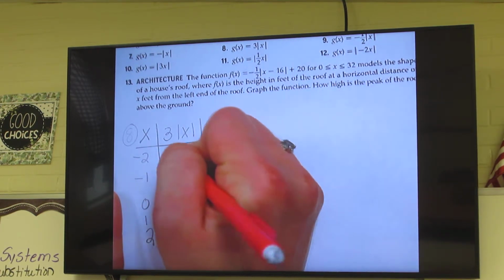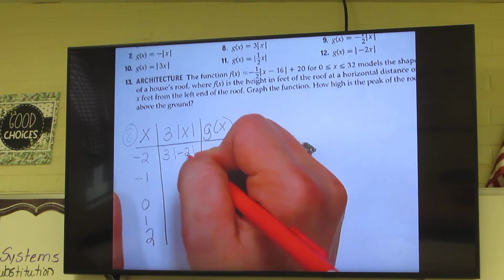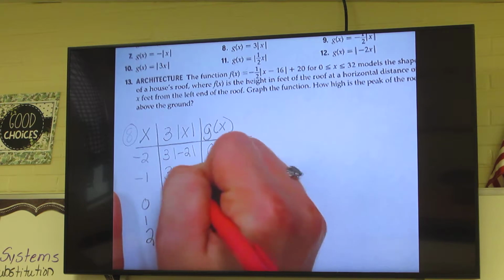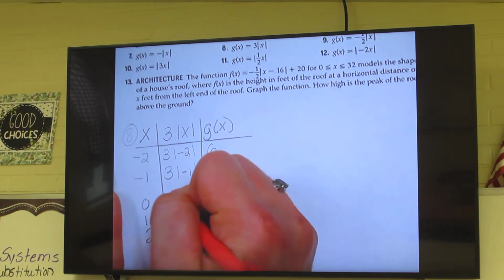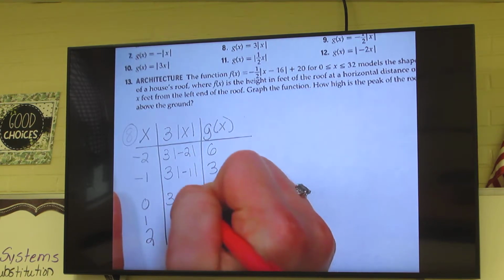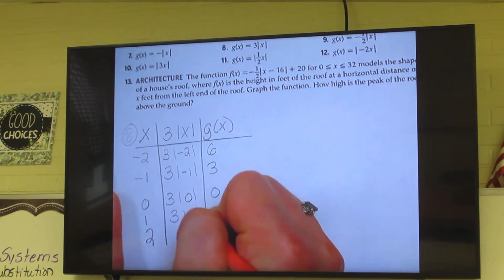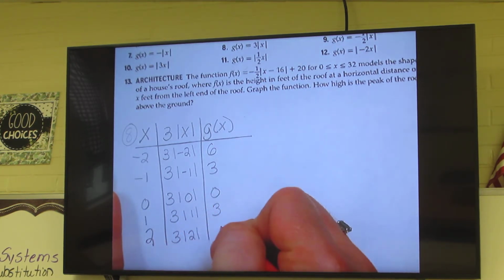Plugging it in, 3 times the absolute value of -2. The absolute value of -2 makes this a positive 2. 3 times 2 is 6. 3 times the absolute value of -1 is 3 times 1, which is 3. 3 times the absolute value of 0, of course, is 0. 3 times the absolute value of 1 is 3. 3 times the absolute value of 2 is 6.